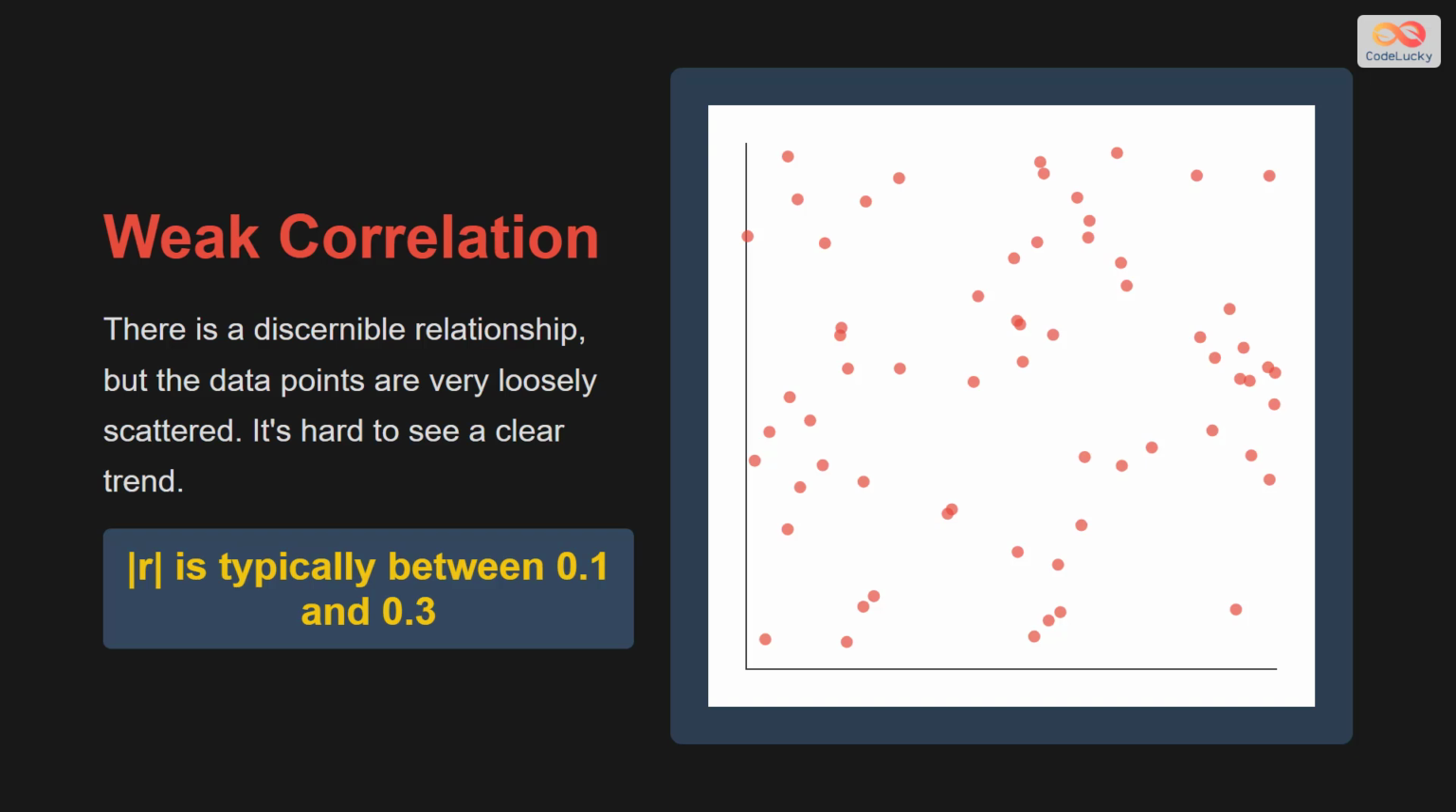Let's start with a weak correlation. This happens when the absolute value of R is typically between about 0.1 and 0.3. While there might be a slight hint of a relationship, the data points are very spread out, and it's difficult to see any clear pattern.